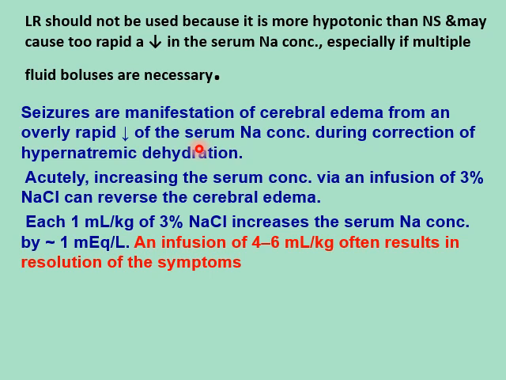Ringer lactate shouldn't be used because it is more hypotonic than normal saline and may cause too rapid a decrease in the serum sodium, especially if multiple fluid boluses are needed. Seizures are a manifestation of cerebral edema from an overly rapid decrease in serum sodium, so you must not decrease serum sodium rapidly during correction of hypernatremic dehydration. Acutely increasing serum concentration via an infusion of 3% sodium chloride can reverse cerebral edema. So this is seawater, almost 3% sodium chloride, in case of cerebral edema convulsion. Each ml per kg of 3% sodium chloride increases the serum sodium concentration by 1 milliequivalent per liter. An infusion of 3 to 6 ml per kg often results in resolution of symptoms.